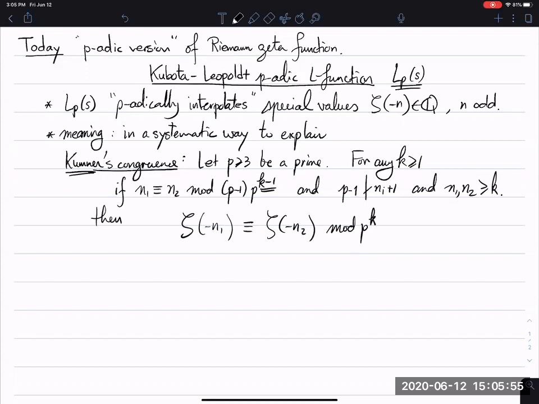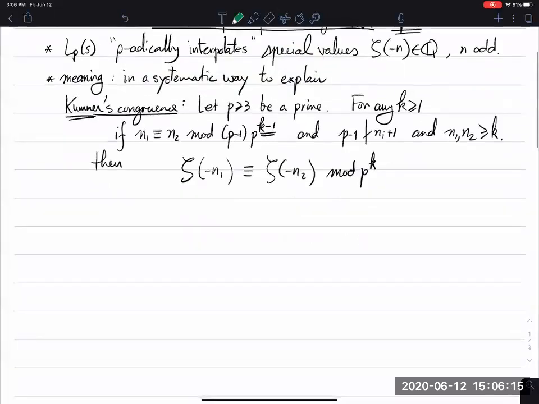I want to say that this Kummer's congruence was proved in the 19th century, but people only got to understand what's behind it around the 1960s, when people started to develop p-adic theory and the p-adic functions, and also developed Iwasawa theory. Let me sort of give an example of this.